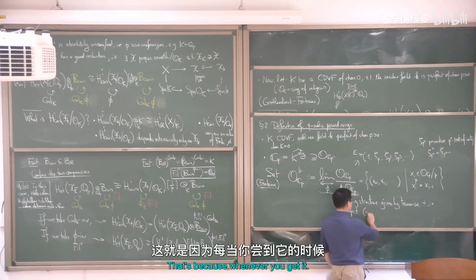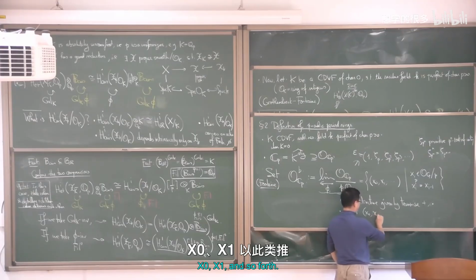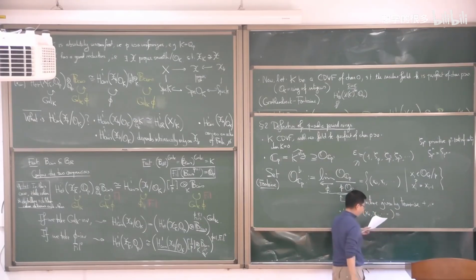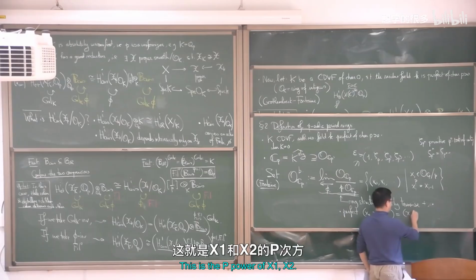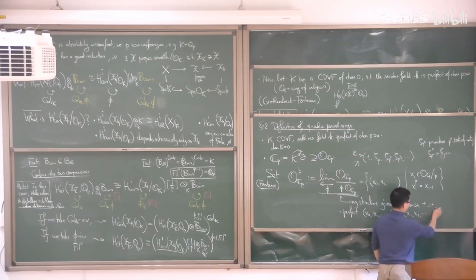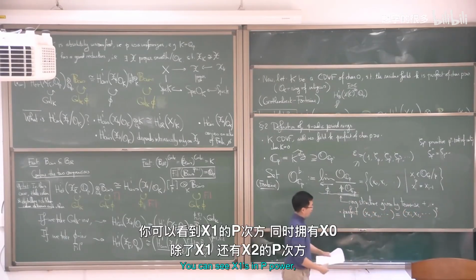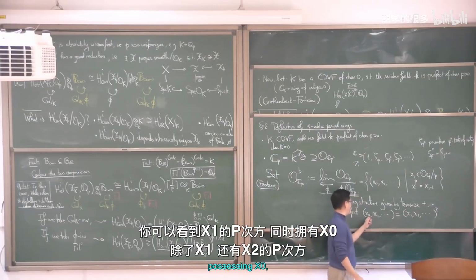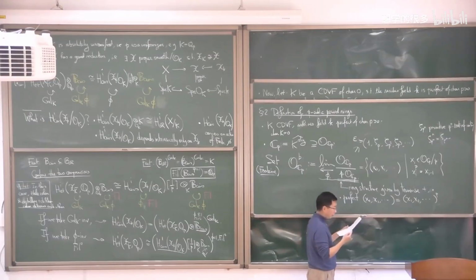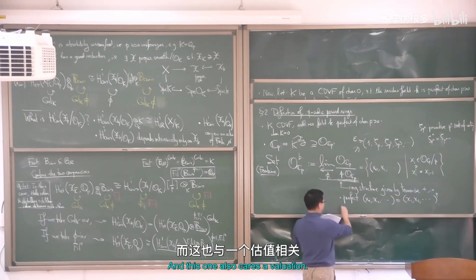That's because whenever you get x0, x1, and so on, this is the p-th power of x1, x2. Basically shift the index, because x1 to the p power is precisely x0, and x2 to the p power is precisely x1, and so on. And this one also carries a valuation.